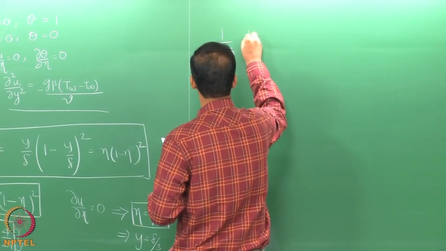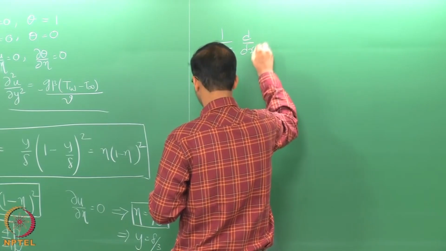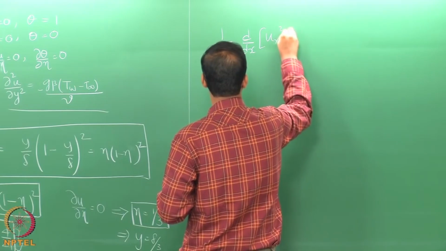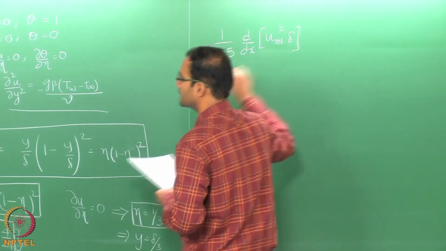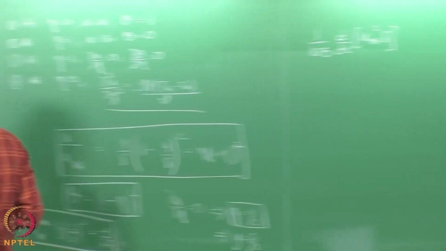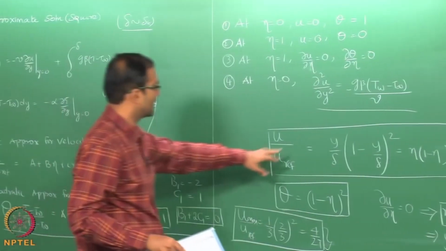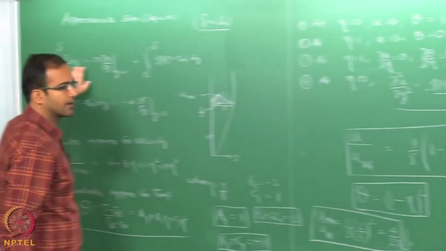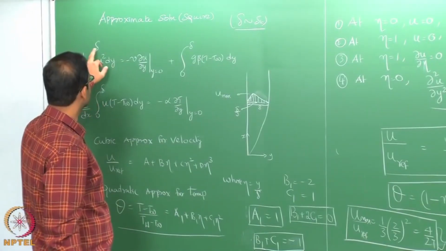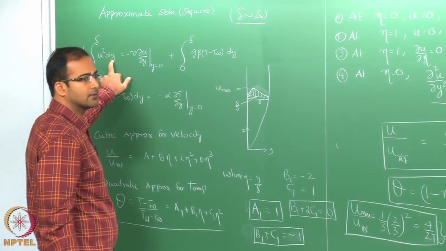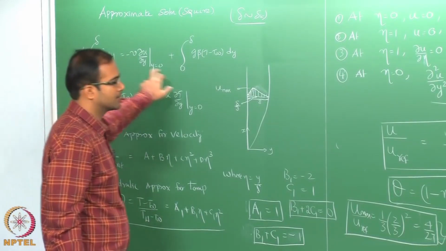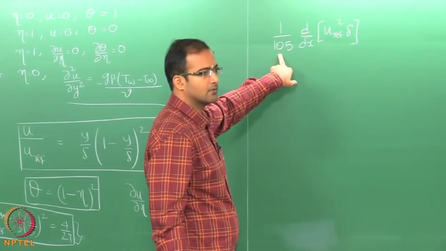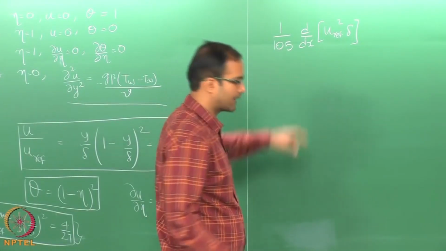this is the following equation that you will get. I am assuming that you will be able to do the integration. That is, if you substitute for u square as u reference square into eta into 1 minus eta the whole square, into integral 0 to 1 delta d eta, this integral will now lead to 1 by 105.